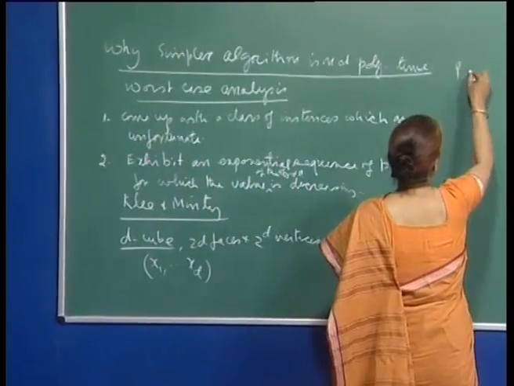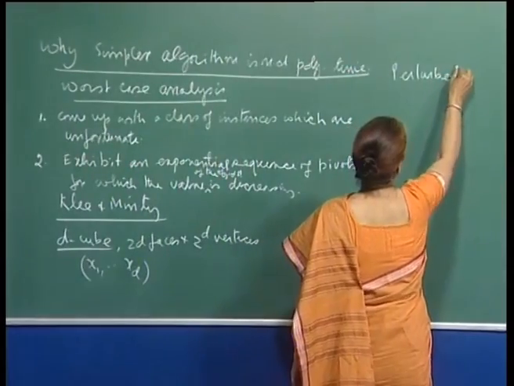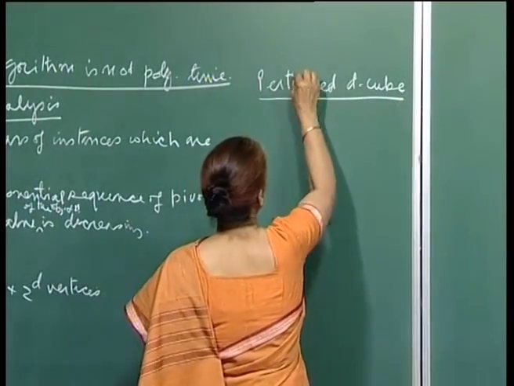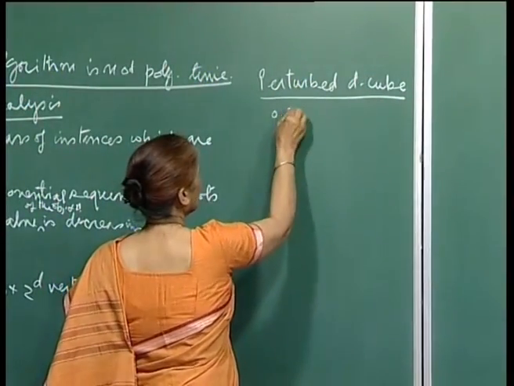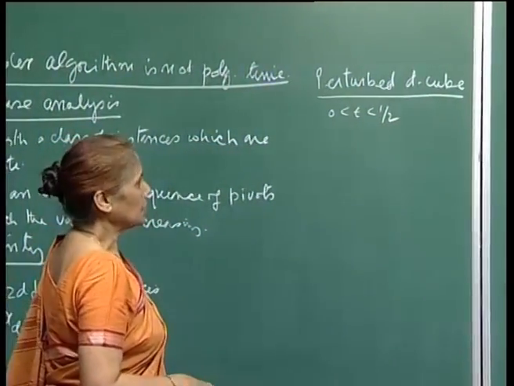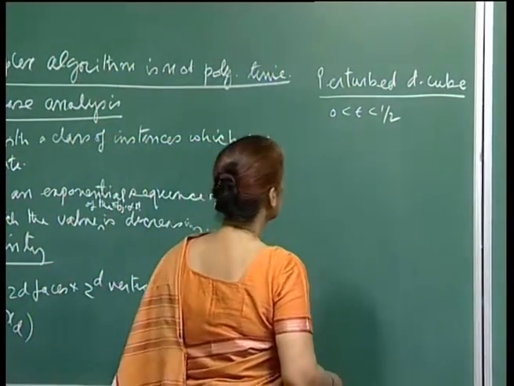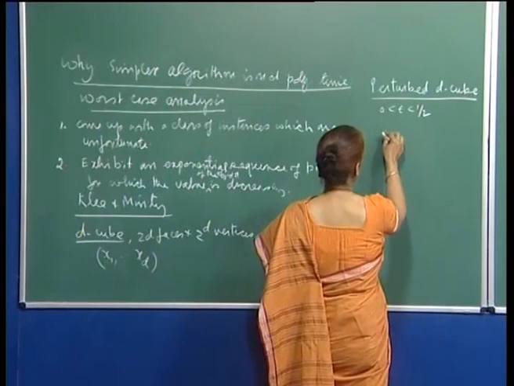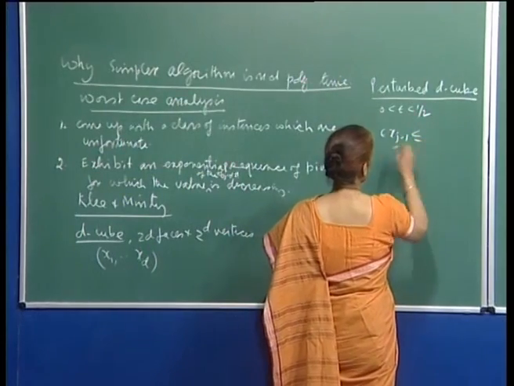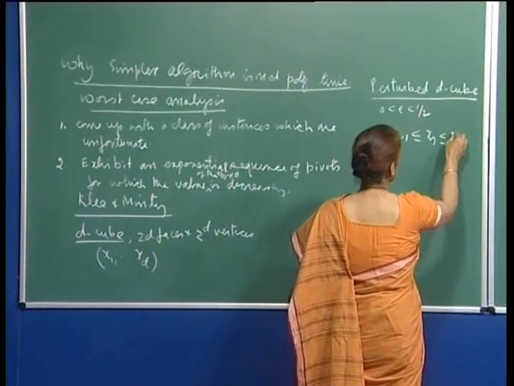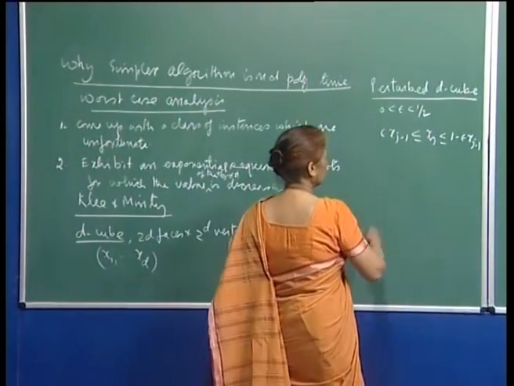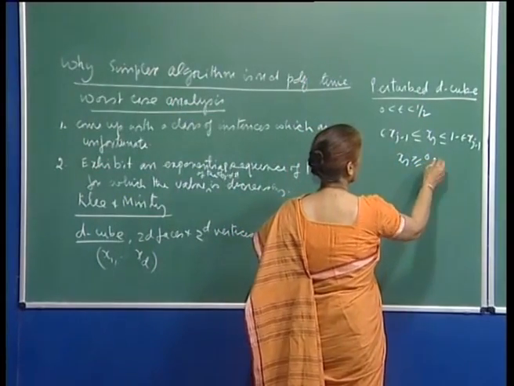perturbed d-cube. Here, let us see, the idea is that you take 0 less than epsilon less than half. So it could be any value of epsilon between 0 and half, and the way we will describe it is that epsilon times x_{j-1} is less than or equal to x_j, which is less than or equal to 1 minus epsilon times x_{j-1}. I think this should be the thing, right, and of course your x_j's are all greater than or equal to 0 for all j.